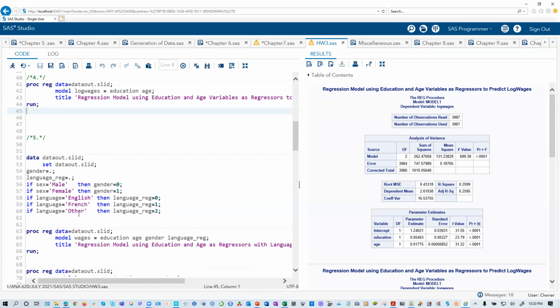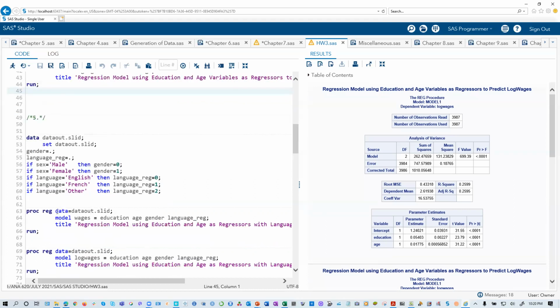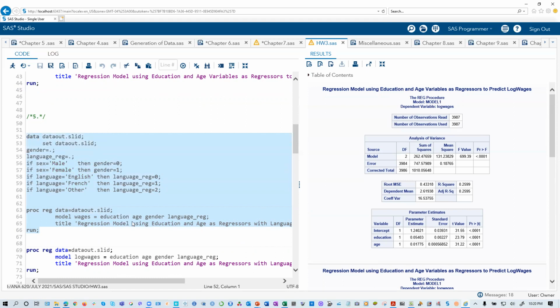And languages, English, French, and other, those things. Language has been called now language reg. That's a new variable, and convert like this. Okay, and then we're gonna run. We're gonna add that, gender, and that one. Sorry, gender.